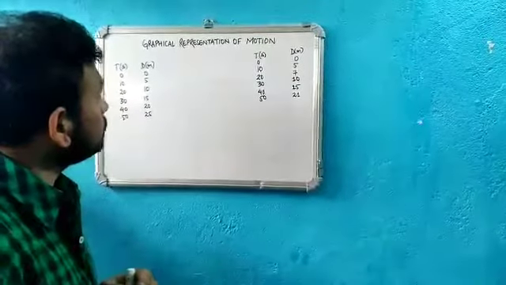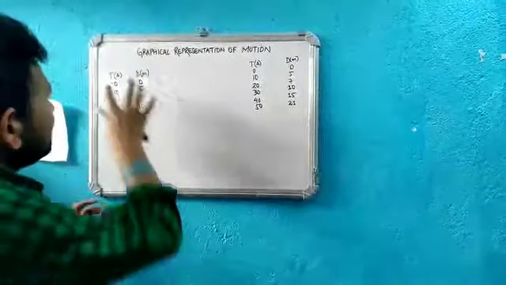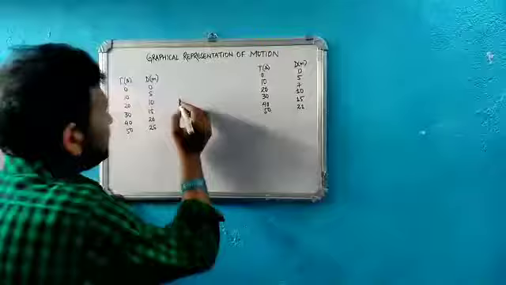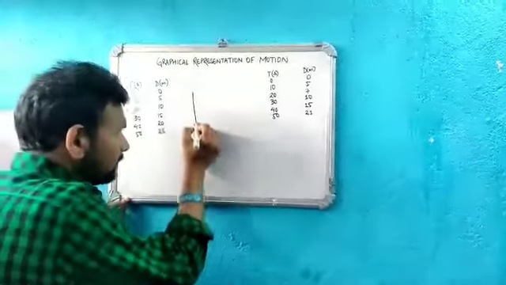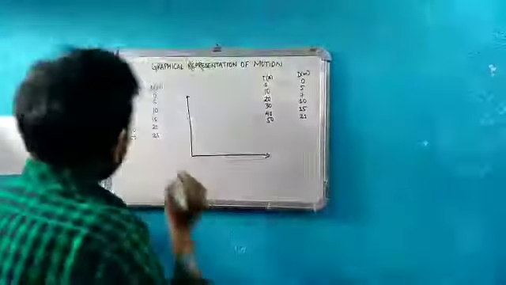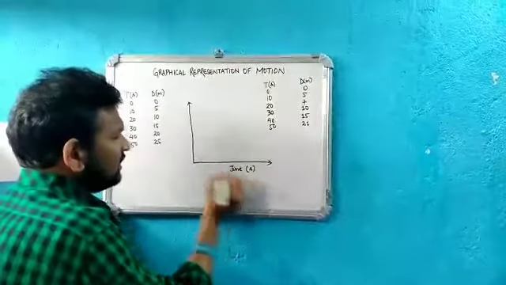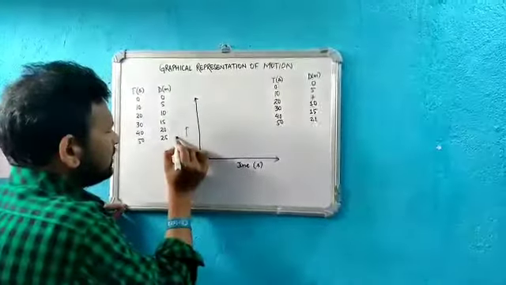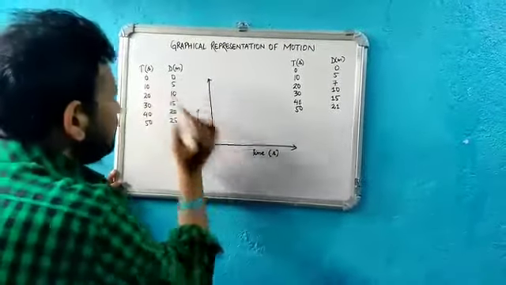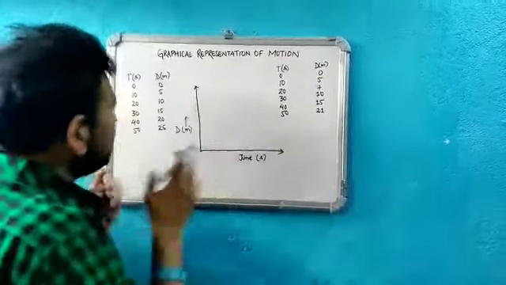So from today we are going to discuss the graphical representation of motion. Initially we'll discuss the displacement and time graph. Displacement and time graph means we have data here. We are plotting time in seconds on the x-axis, and on the y-axis we are plotting displacement in meters. Initially when time t equal to 0, d equal to 0. So this is our first point. This is just random data that I have written.